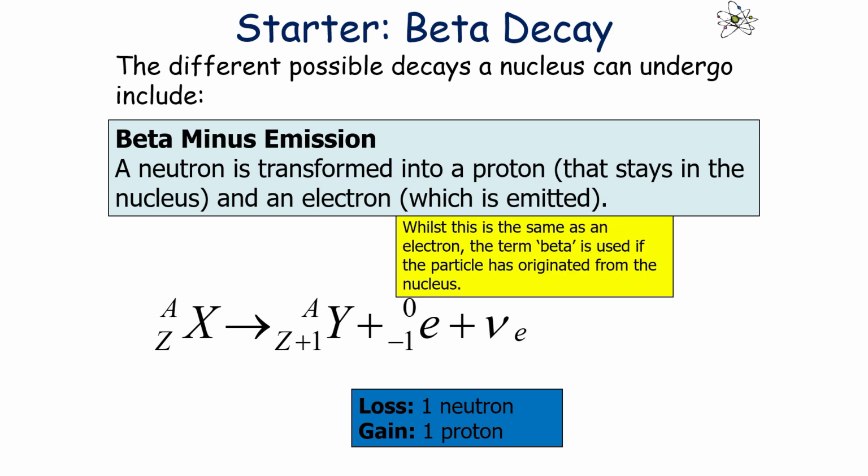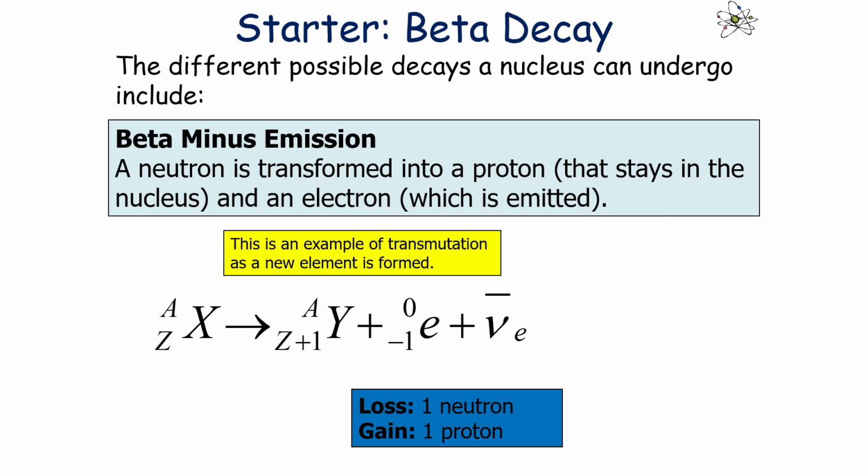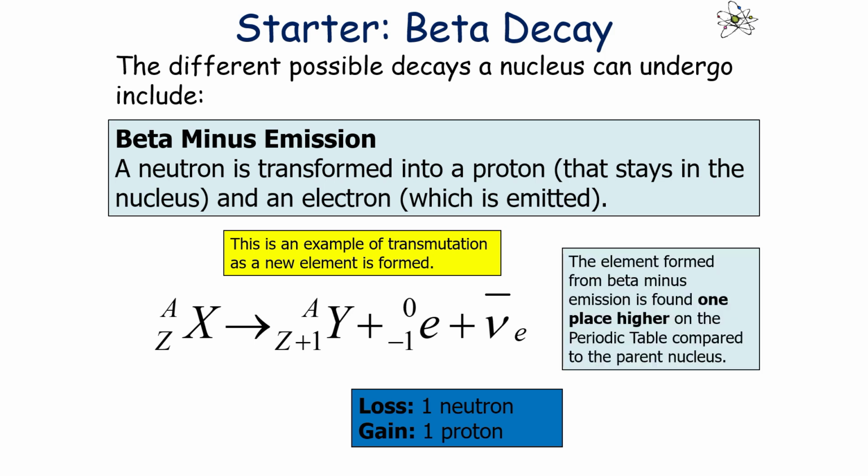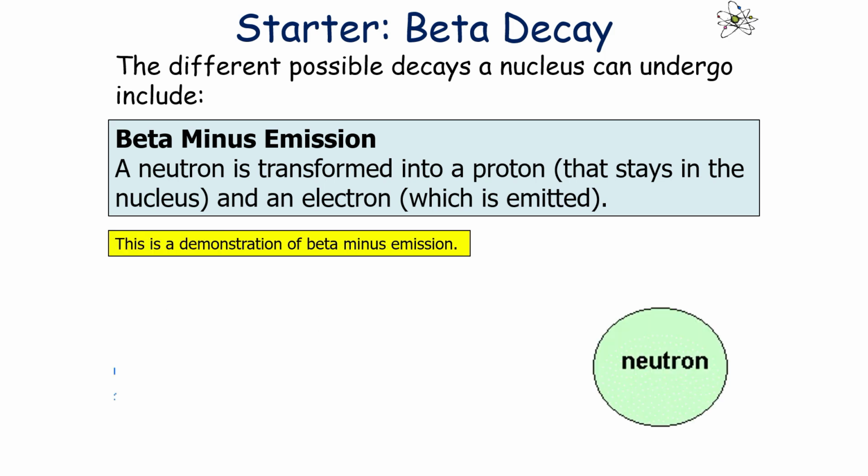Now whilst this beta minus particle is the same as an electron, we use the term beta when the electron originates from the nucleus. Beta minus emission is an example of transmutation as a new element is formed, and this element is found one place higher in the periodic table compared to the parent nucleus. So that's a very important idea, and you can show it here in this particular demonstration.